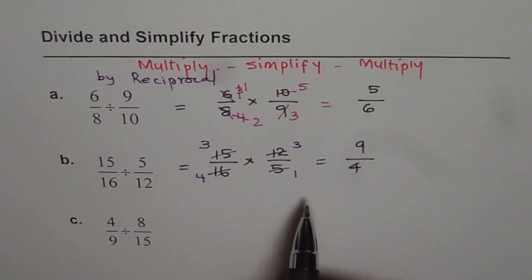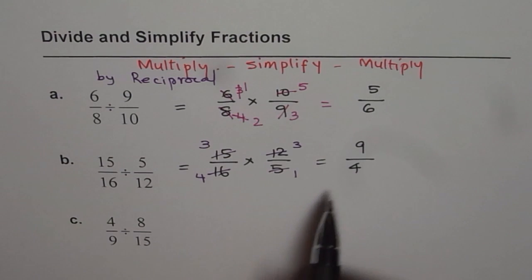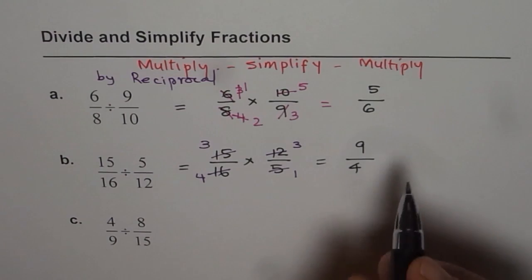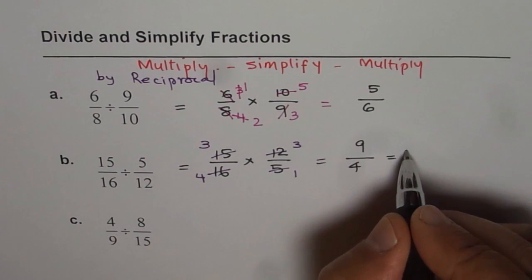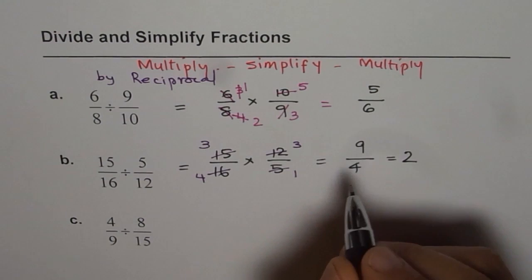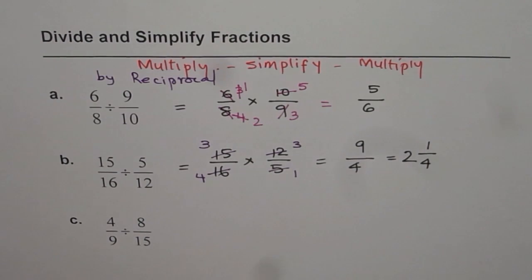In this particular case, we got an improper fraction. It's a good idea to write it as a mixed fraction. So 4 goes 2 times. 4 times 2 is 8. So 2 whole numbers, right? What are you left with? 9 minus 8 is 1. 1 is the remainder. 1 over 4.